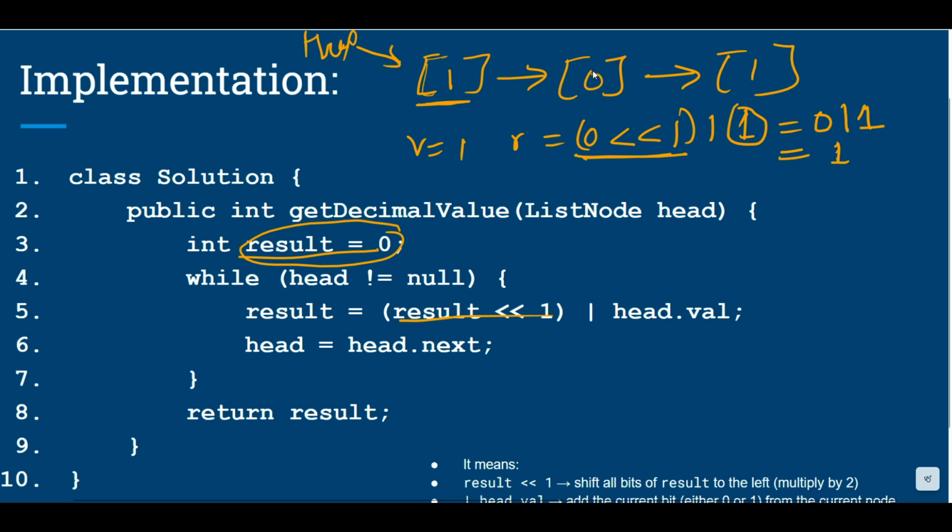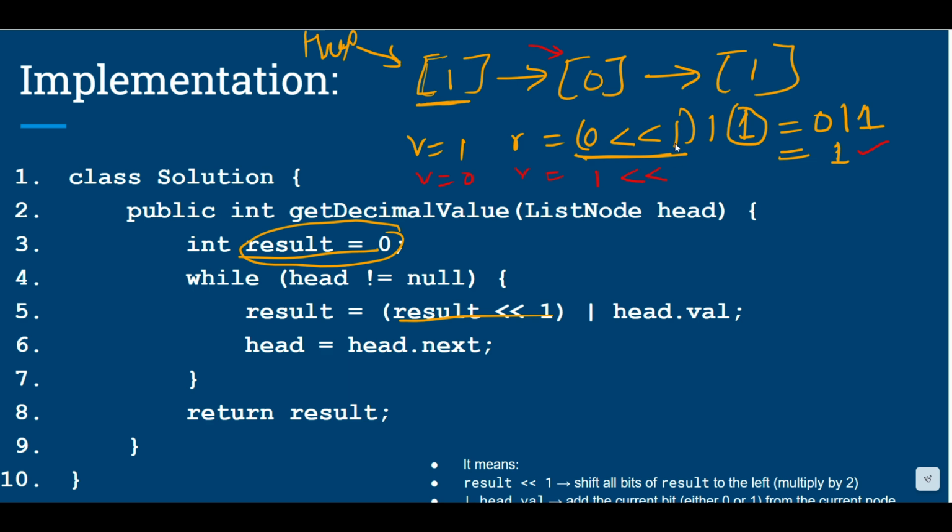Now this is done. Now the head will move to here, right? This head will move to here, which means 0. The value is 0, correct? Now what will the result become? Previously the result was 1. So we'll put 1.